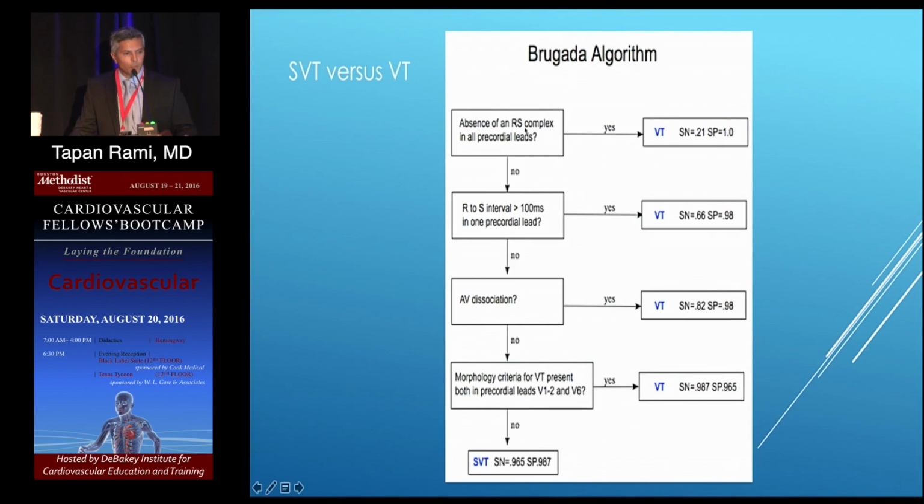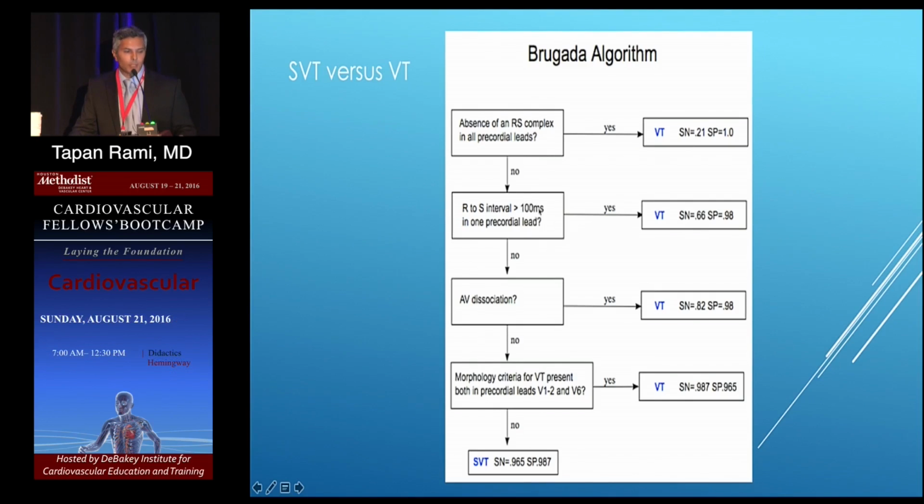So the way we approach this is, you have a wide complex tachycardia, and you look at the precordial complex. Are there any RS complexes? In other words, is there an R wave and an S wave? If there's even one RS complex, then you have to move on to the next step. If there's no RS complex, meaning all the complexes in the precordium are either all positive or all negative, well, that's VT.